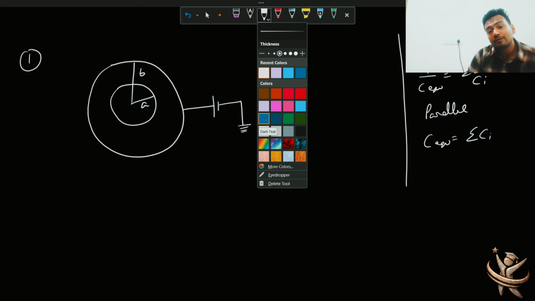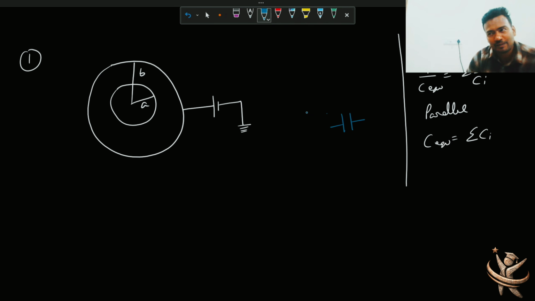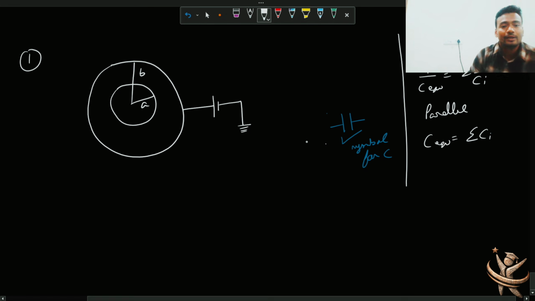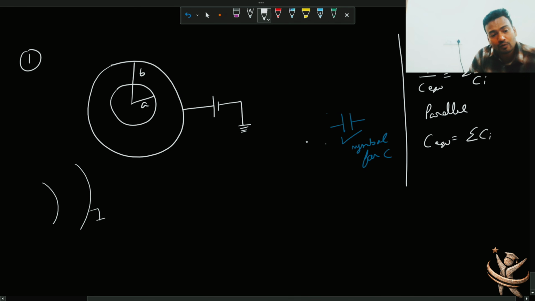For such problems, first you need to draw a simple figure where I'm using this as a capacitor. These are not parallel plate capacitors, but you can say the equivalent one. Each capacitor you can represent by this symbol. This is the symbol for C. I'll try to convert this figure in a simpler way so that we can imagine series or parallel. If I compare it with the standard figure, where one sphere and the other sphere is grounded, here it is not grounded.